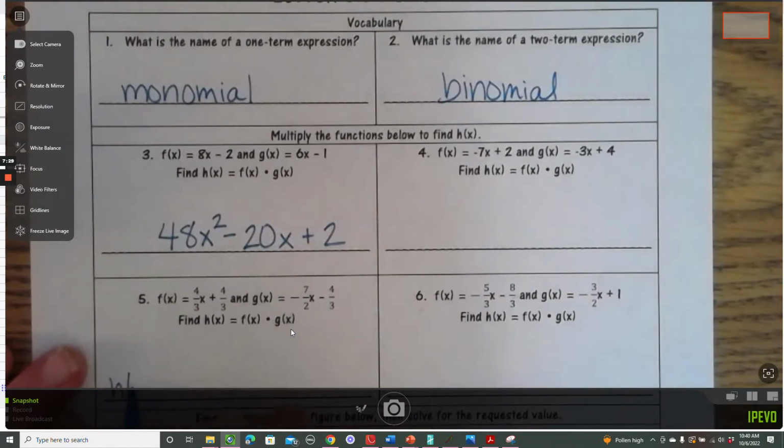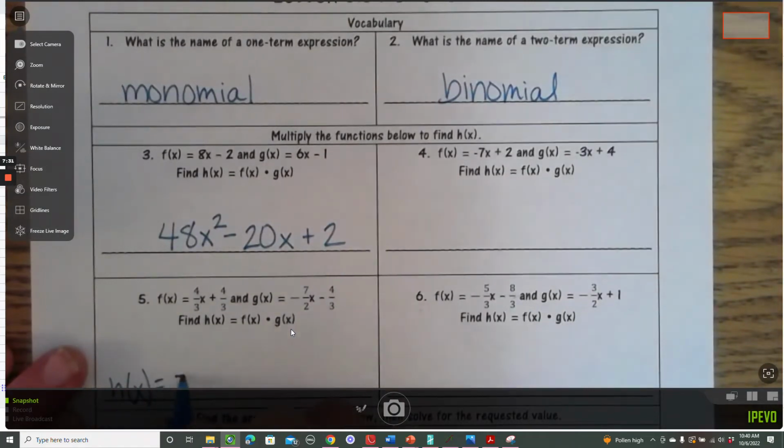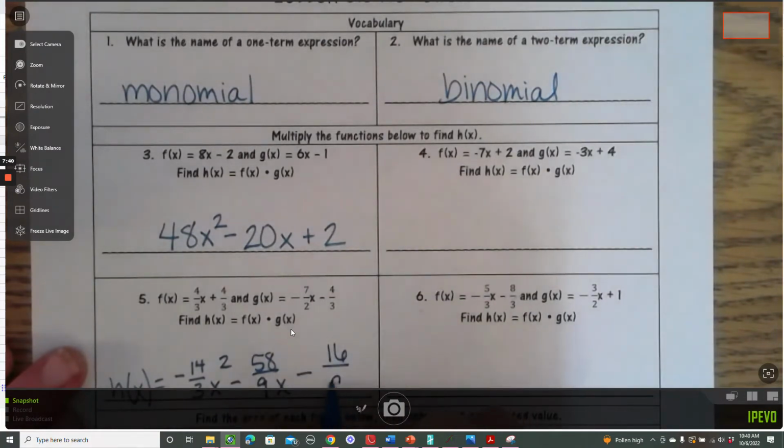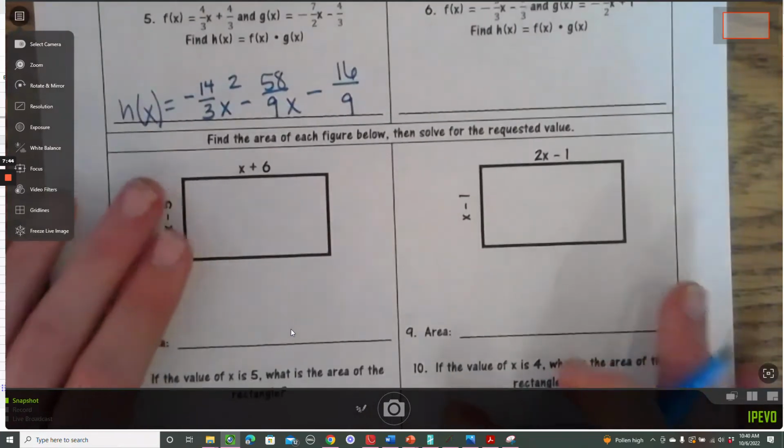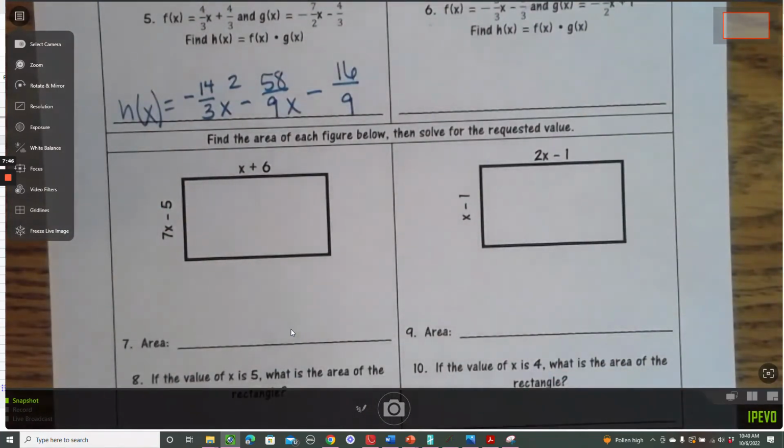So h of x, sorry I didn't put that on the last one, is negative 14/3 x squared minus 58/9 x minus 16/9. Again, you can do all of those operations in the calculator.